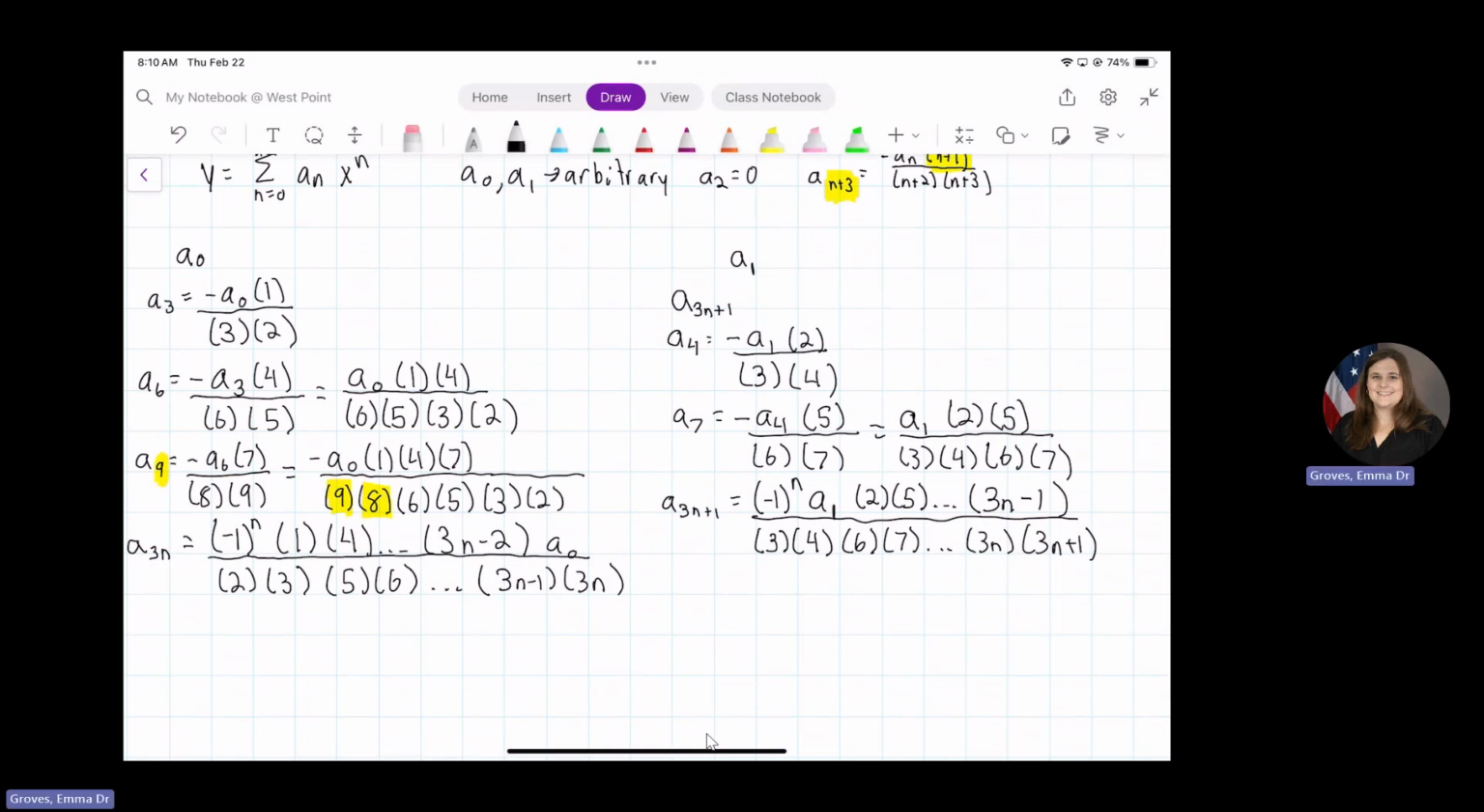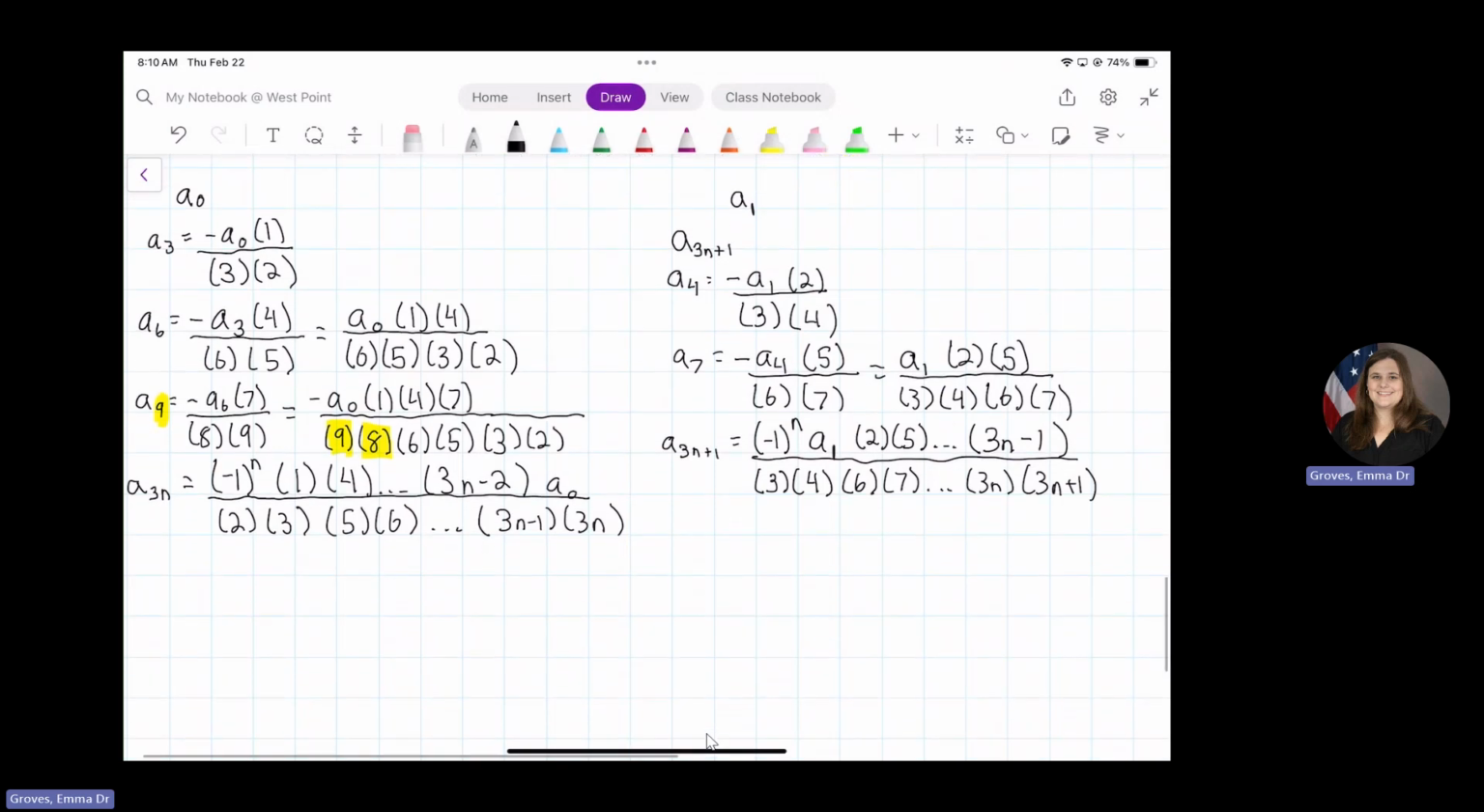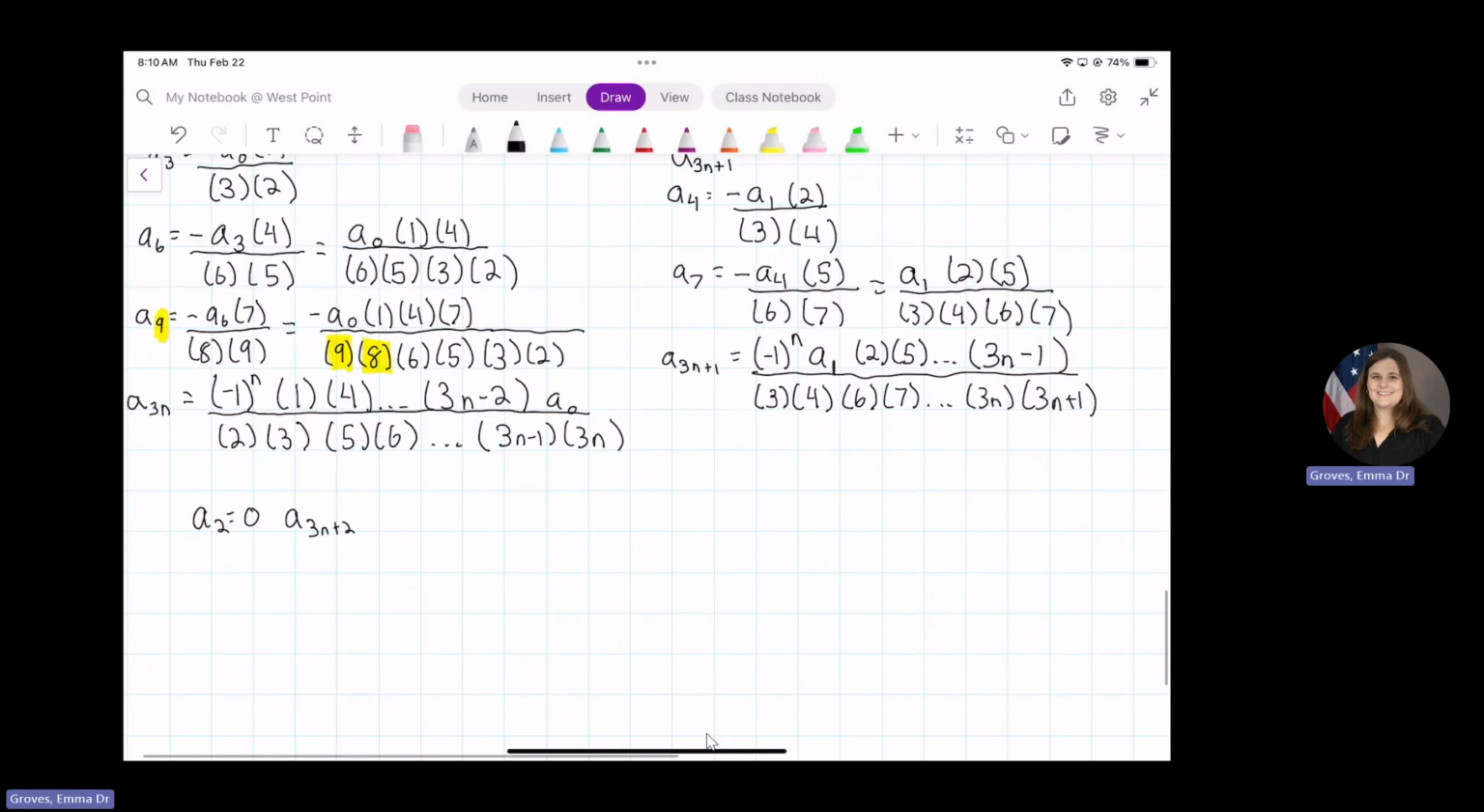So the last thing we have to consider, which is going to be our easiest, is what happens when we start with a2 and then we look at terms of the form a3n plus 2. But we already know what a2 is. a2 is 0. So what do you think is going to happen to all of these? Zero, right? They're all going to depend on a2. So let's write that first one just to drive that point home.